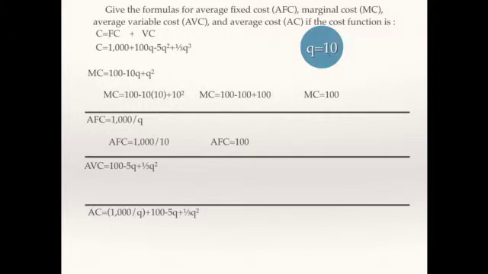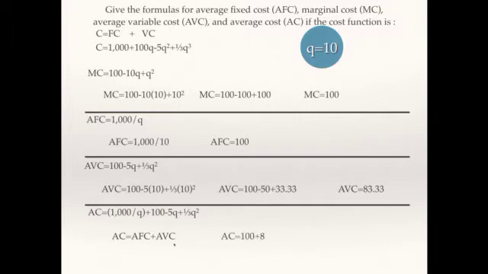Then we place the 10 in for q for average variable cost. So we end up getting average variable cost is equal to 83.3. And then we need to know average cost. So we could place q in here, or alternately, we already know what average fixed and average variable cost is. So if we just add those two together, the 100 and the 83.3, we get an average cost of 183.33.